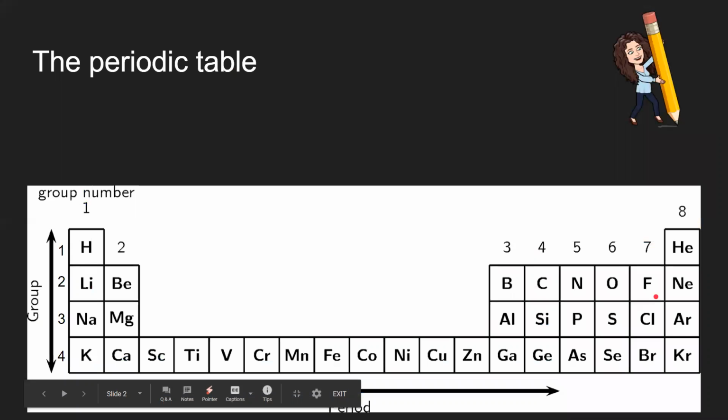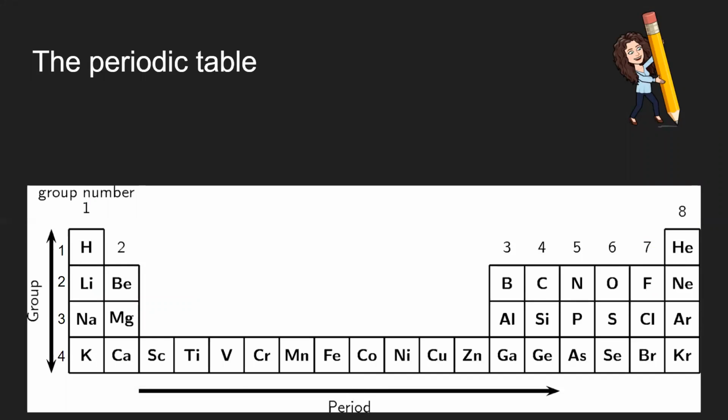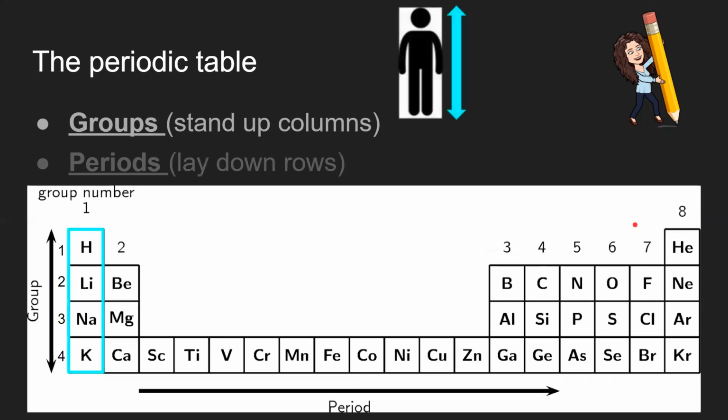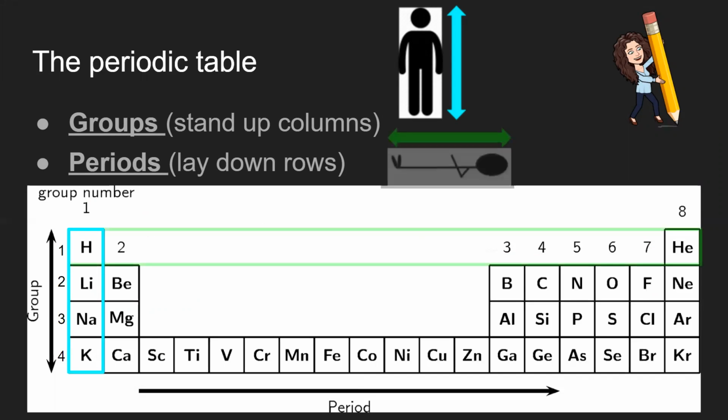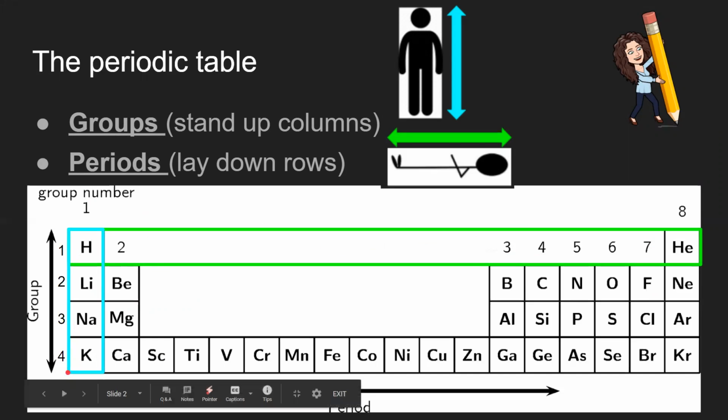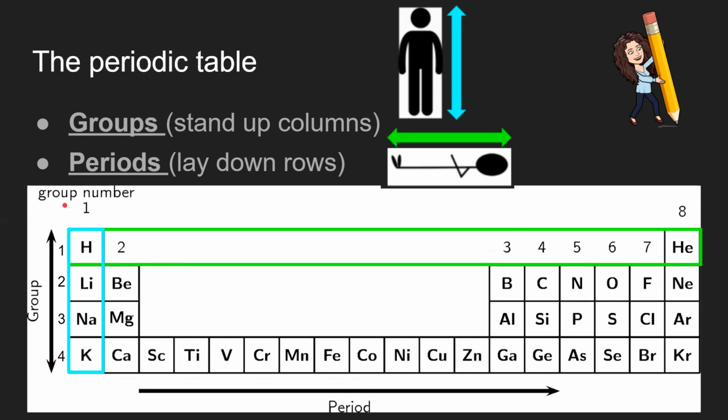So the periodic table we've known so far has bits of information that are quite important, but now we're adding on to that. So groups are the stand-up columns, so they go up and down. And we can see the group number goes from 1 to 8. Periods are the laid down rows, so they're horizontal, and they're just numbered sometimes on the side, although usually there isn't a number, so you'll just have to count.